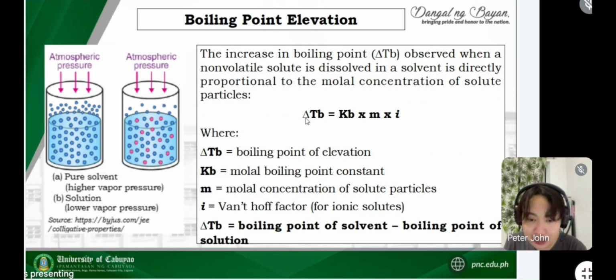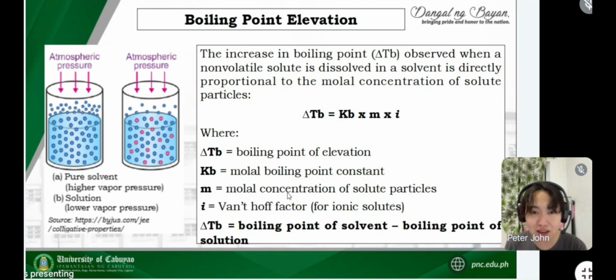The delta Tb, or the boiling point elevation. So, ito na po siya, yung boiling point ng solution natin. We have the Kb or the molal boiling point constant. So, sa case natin na to, we will use already the molal boiling point constant. Since constant nga siya, this one is always given. And we have the molal concentration of solute particles. This one is written with a small letter m kasi nga this one is a derived unit. So, this one is most of the time not given.